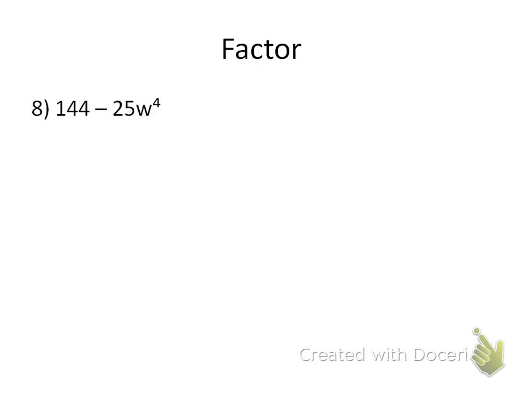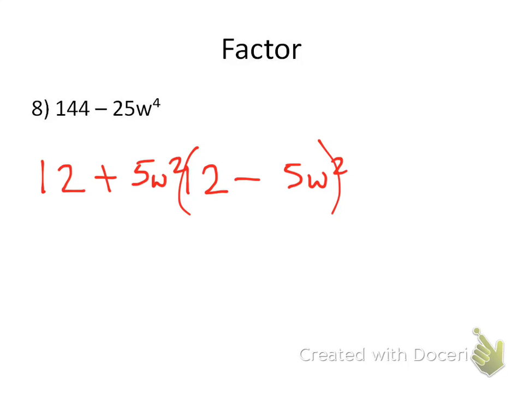We can skip that one. It's pretty easy. We'll do this one just for fun. What goes in the front? 12. Whoops, hold on. 12 and 12, good. What about the back? 5w squared and 5w squared, good. One gets a plus, one gets a minus, and put them in parentheses. Any questions?